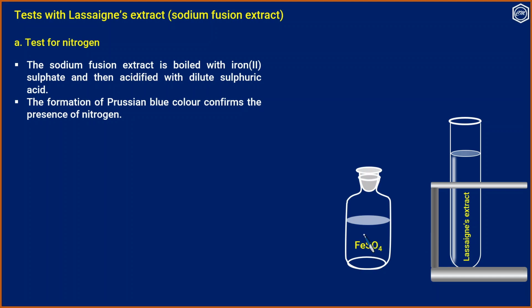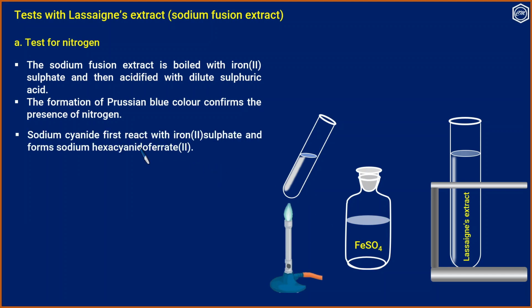and that is used as the stock solution. This is ferrous sulfate solution and it is prepared freshly. In a test tube, we take about 1 ml of the Lassaigne's extract and an equal volume of ferrous sulfate solution. Now boil the solution for some time. When boiled, sodium cyanide first reacts with the ferrous sulfate and sodium hexacyanoferrate is formed. And this is sodium hexacyanoferrate.